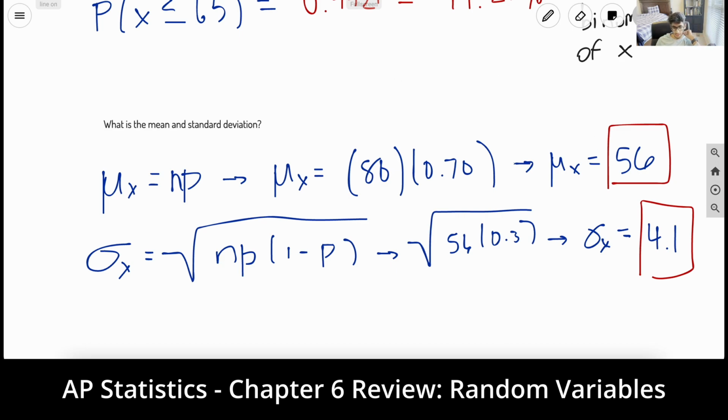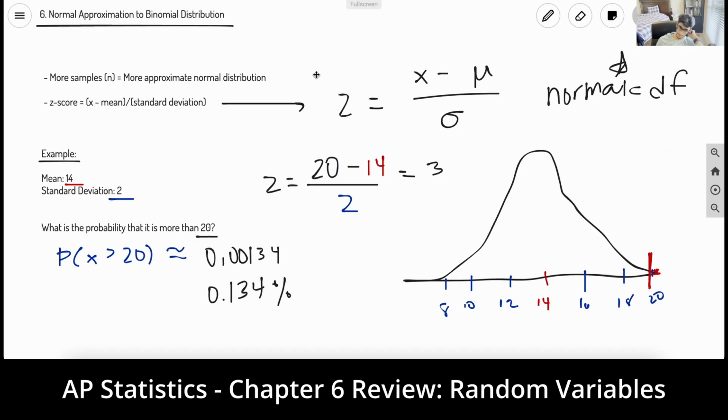Next, normal approximation to binomial distribution. We learned in class that the larger the sample size, the more n you have, the more approximately normal the distribution becomes. It's the bell-shaped curve in the middle, where 68% of the data is within 1 z-score. Again, the formula for z-score is x minus mean over standard deviation. This is what we did back in chapters 1 and 2. We used the normal CDF and plugged in everything to find the answer.